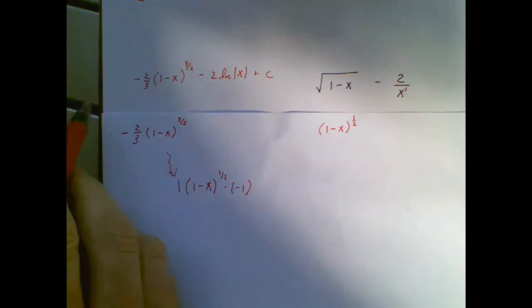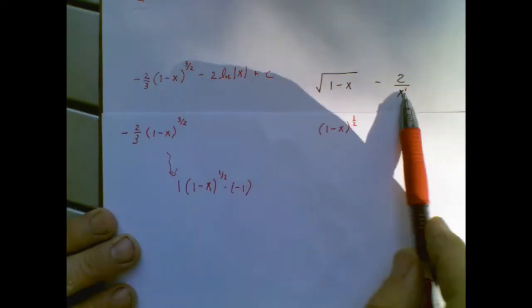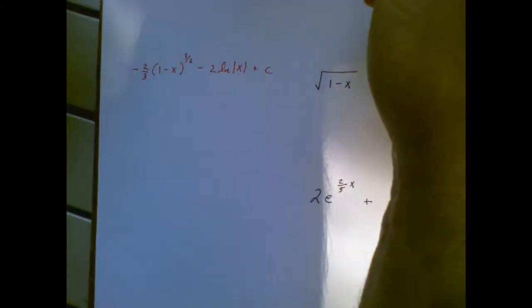So if I think this is correct, what I have to do is take the derivative of the whole thing and make sure I end up back there. If I can do that, I've got it. If I can't, then I need to make an adjustment. We're going to do one more.